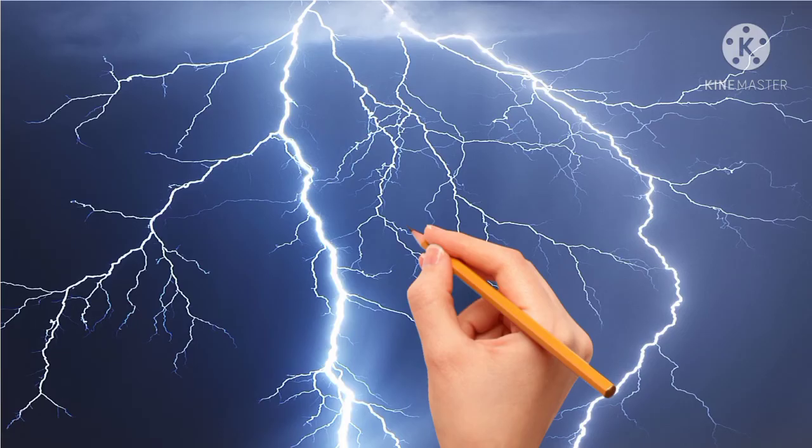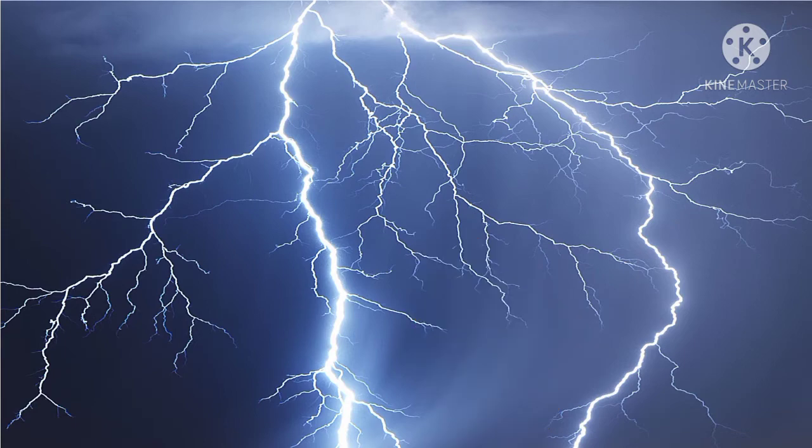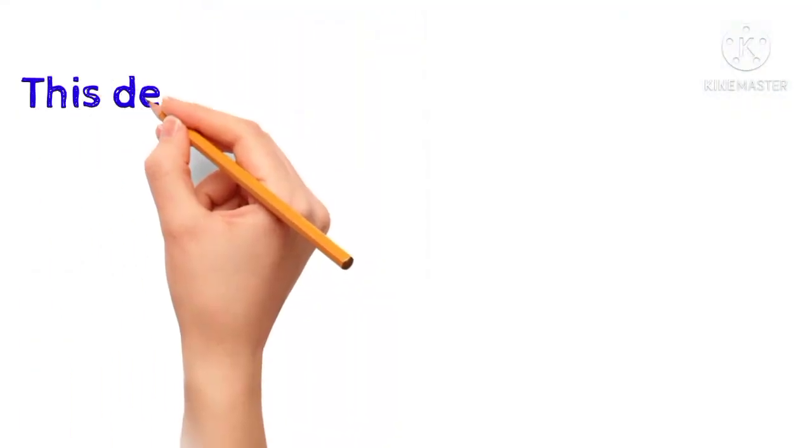Did you understand, guys? Now let's get into the topic. Did you see what is the image here? This is the picture of lightning. This lightning arrestor protects us from the lightning during the rainy days.